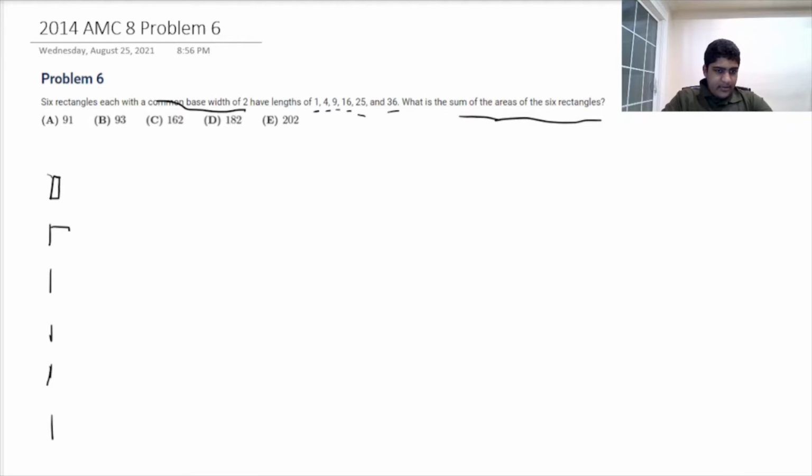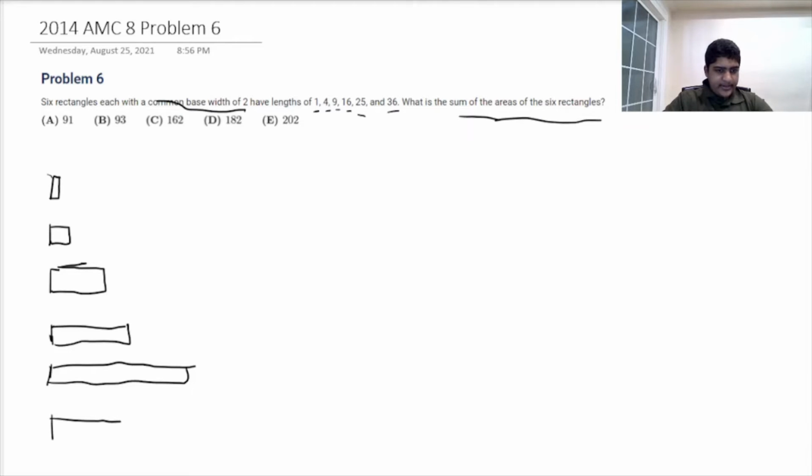So there we have one that's 1 by 2. Here we have one that's 4 by 2. Here we have one that is 9 by 2. Here we have one that is 16 by 2. Here we have one that is 25 by 2. And finally, here is one that is 36 by 2.